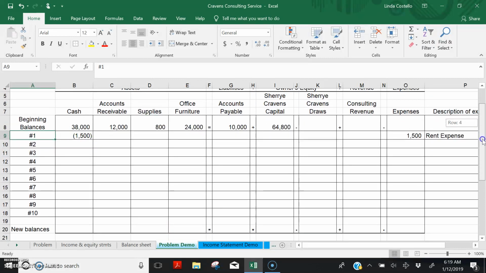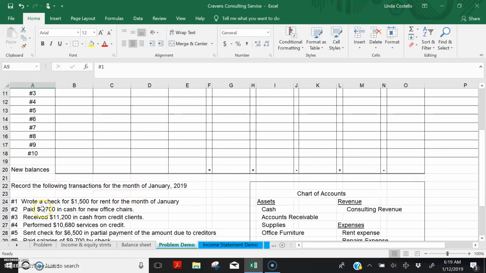Let's look at transaction number 2. Paid $1,700 in cash for new office chairs. What accounts are involved, and does their balance increase or decrease? Well, cash is involved because we spent the cash, so we're going to decrease cash for $1,700. Now, new office chairs is not an expense. Those chairs will benefit and be used by our company for a number of years to come, so it fits the definition of an asset.